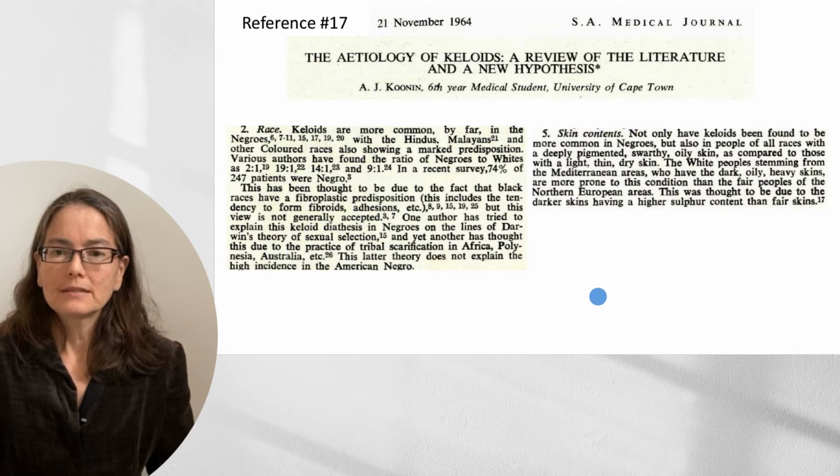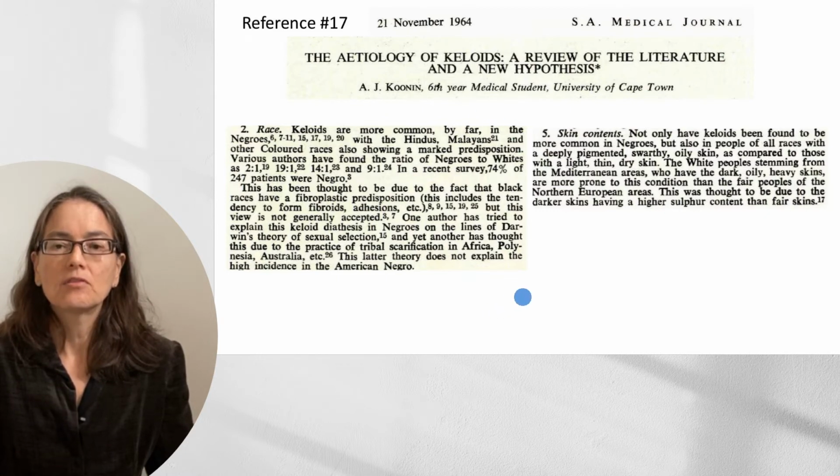I simply would like to say that here we can see this deeply pigmented, swarthy, oily skin compared to the light, thin, dry skin. So can we guess what type of skin Kunin might be having and why he might be supporting this idea that these disfiguring lesions are more common in individuals with dark skin?